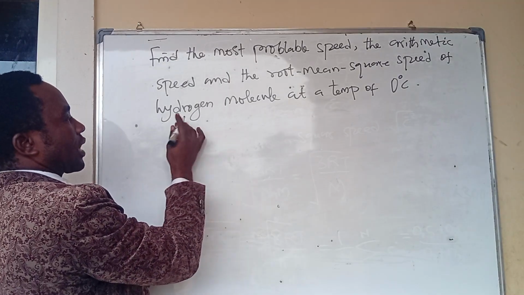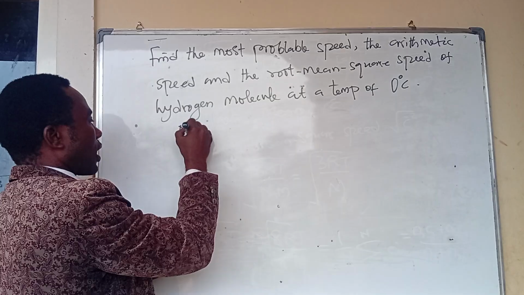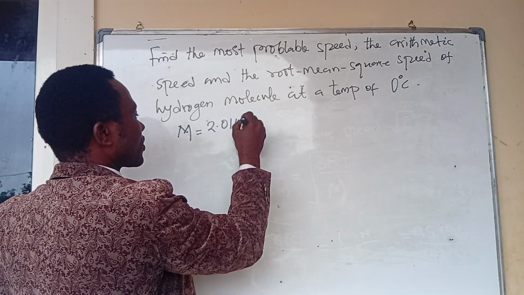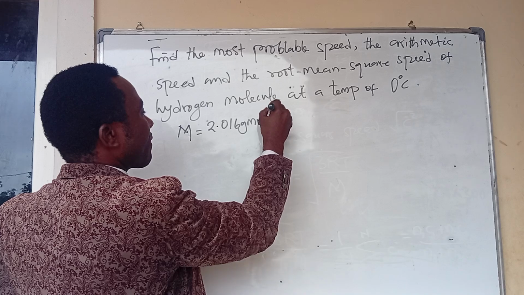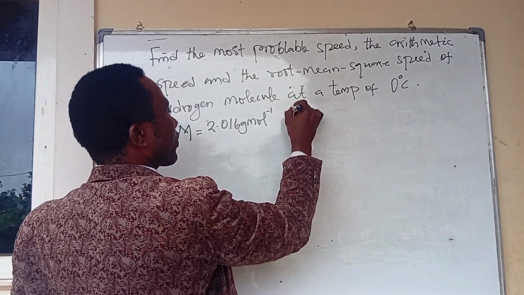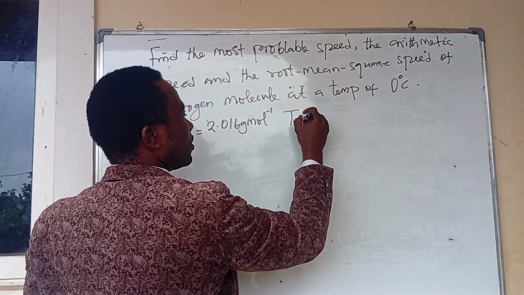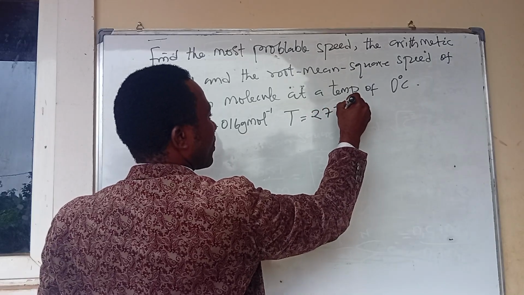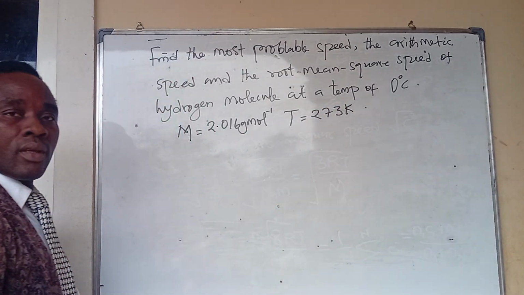Now, we are talking about hydrogen. The molar mass of hydrogen is 2.016 gram per mole. Then the temperature, absolute temperature, 0 degrees Celsius is 273, okay, Kelvin.